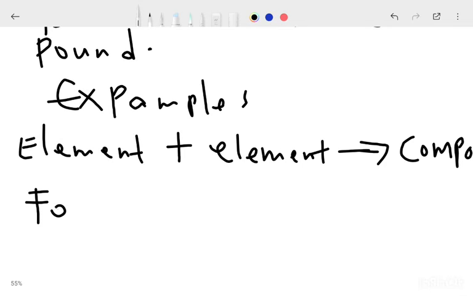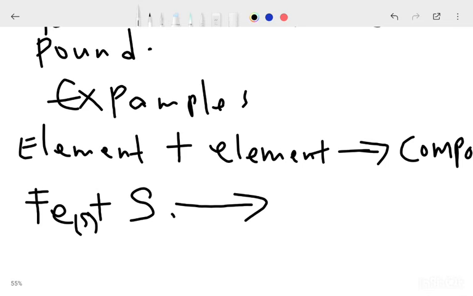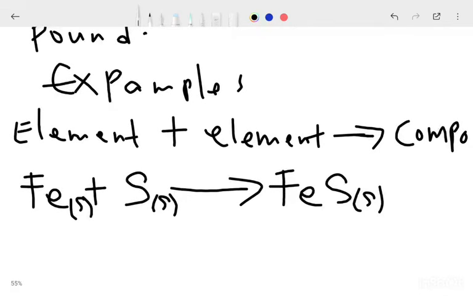So for example, let's use iron. Iron is an element, right? So you can have iron reacting with sulfur. Iron is solid, then sulfur is solid too. Then it will give us iron sulfide, which is solid. Are you getting it? To give us iron II sulfide.